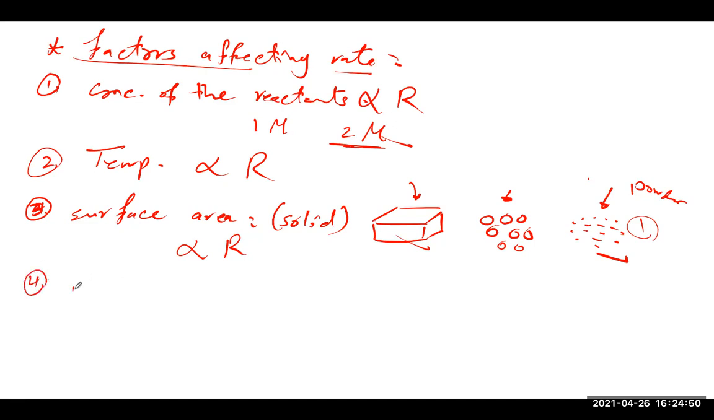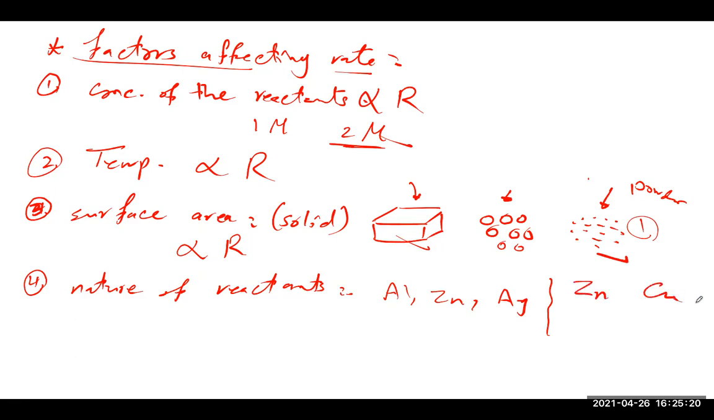4, nature of reactants. When we talk about nature of reactants, we talk about elements like Al, Zn, Ag, and comparing the rate of reaction of each one of them. So we need to go to the activity series. But of course, you are not going to memorize the activity series. When we ask about this part, he asks only about Zn and Cu, which one will be faster. So Zn is more reactive than Cu, so the reaction of Zn will be faster than Cu.